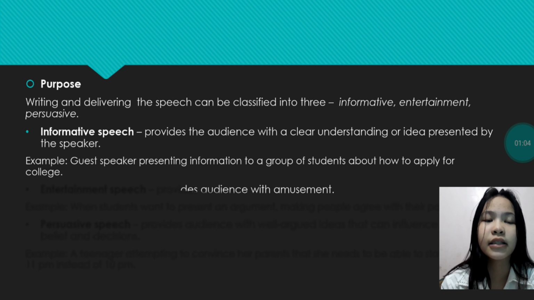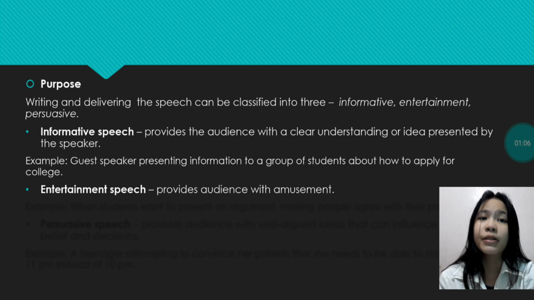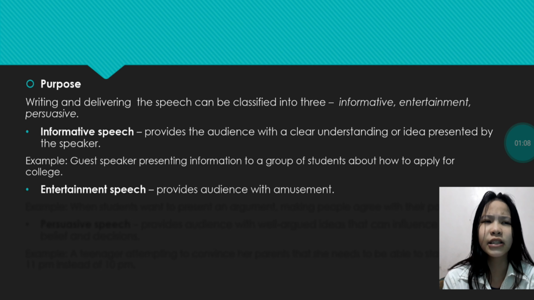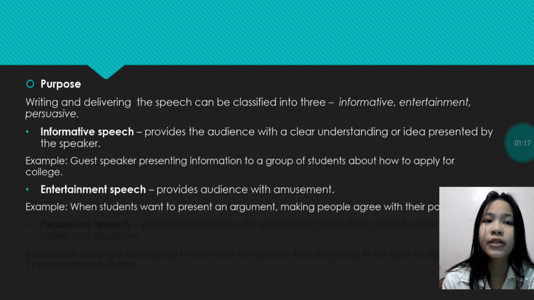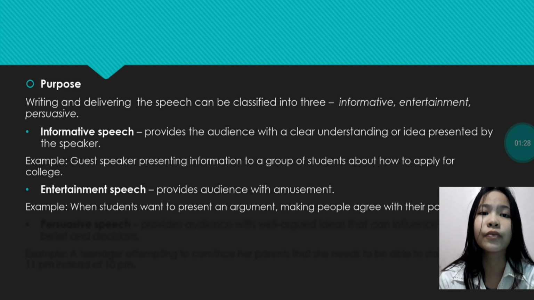So next is the entertainment speech. So it provides audience with amusement. So when we say amusement, it is a state of finding something funny. So we have here a sample. When students want to present an argument, making people agree with their point of view. So it is very entertaining because it makes people agree with their point of view.